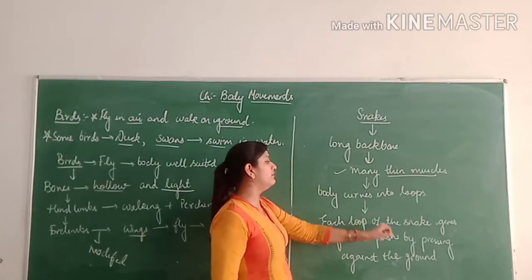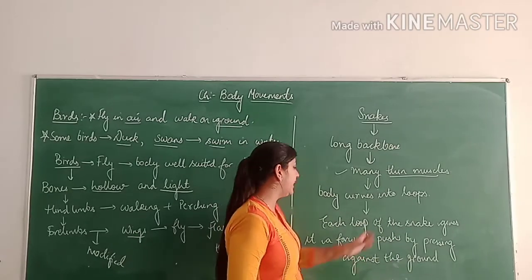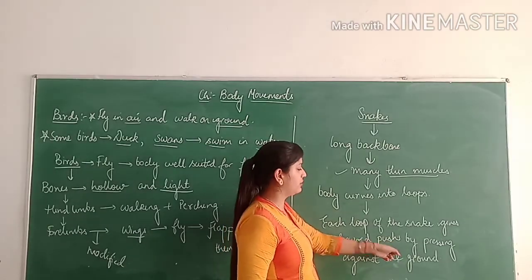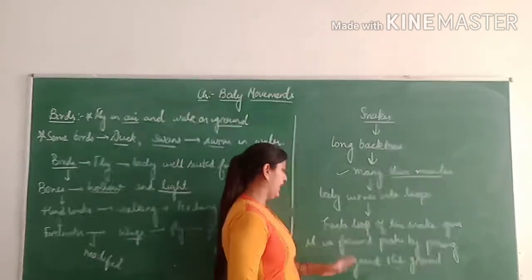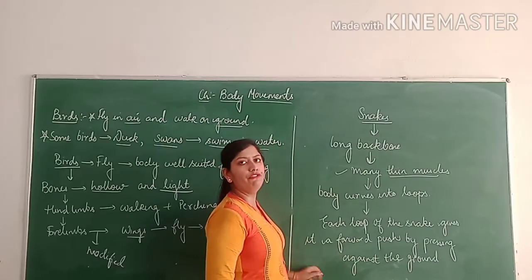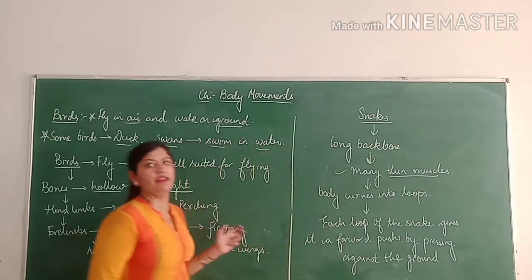Now each loop of the snake gives it a forward push. Loop form करने की वजह से क्या मिलता है उसे? Forward push मिलता है by pressing against the ground. This is the way a snake is able to move from one place to another.